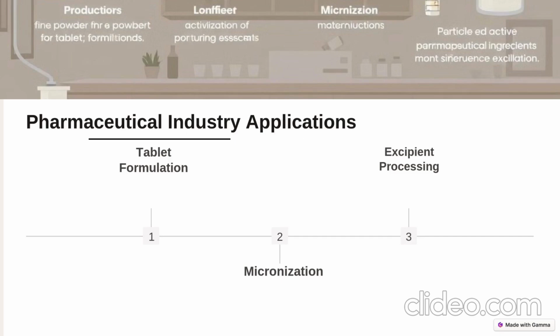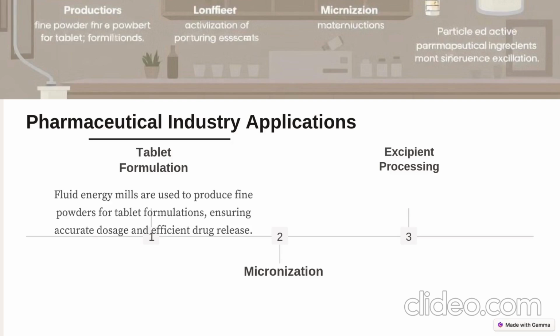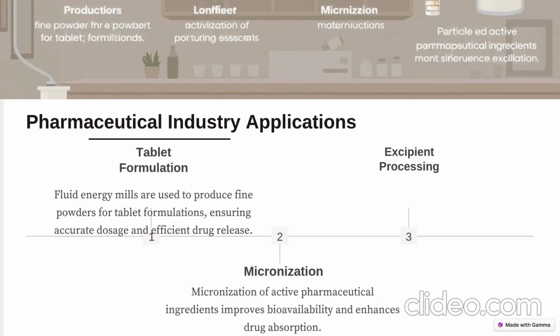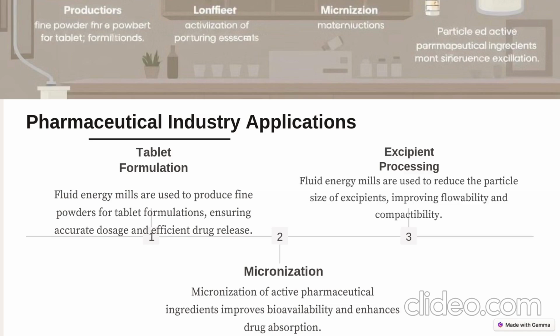Pharmaceutical industry applications. It is used in tablet formulation. Fluid energy mill is used to produce fine powders for tablet formulation, ensuring accurate dosage and efficient drug release. Then, micronization of active pharmaceutical ingredients, improving their bioavailability and enhancing drug absorption in the body. The next one is excipient processing. Fluid energy mills are used to reduce the particle size of the excipients, improving the flowability and compatibility.